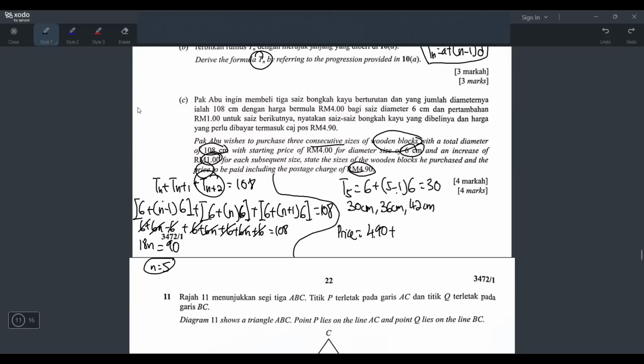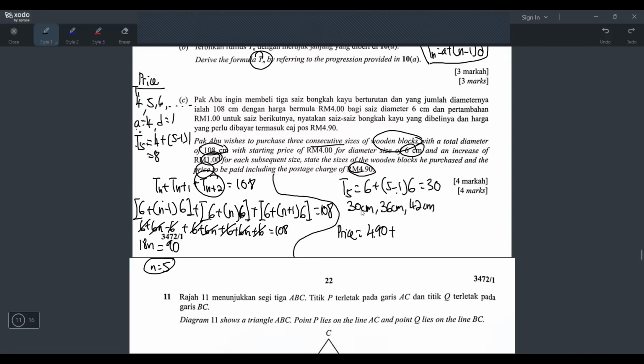It means I can form another progression using the price, right? So the price of the first wooden block will be 4 ringgit. The next one will increase by 1 ringgit, so it'll be 5 ringgit, 6 ringgit, and so on. But 4 ringgit is for the 6 cm one, it's for T1. Then what about T5? Let me erase this because I want to know the T5, since he bought the T5, T6, T7. So I'm going to write down the A, which is 4. The D is 1 because every time it plus 1. So I'm going to find my T5 here. It will be A plus N minus 1 D, which is 4 plus N minus 1, which is 5 minus 1, and then D is 1. So 5 minus 1 is 4, 4 times 1 is 4, 4 plus 4 is 8.